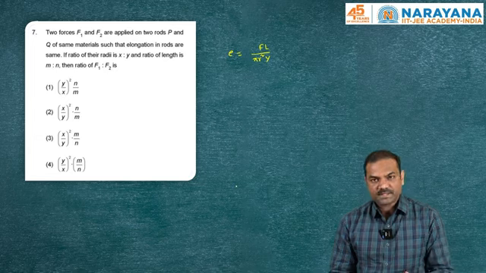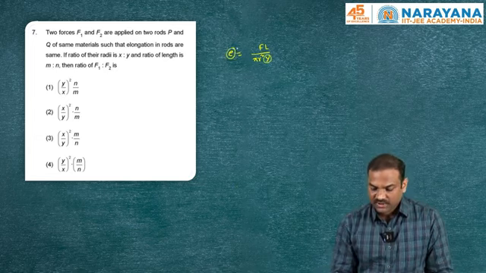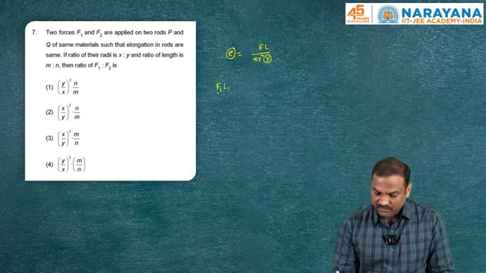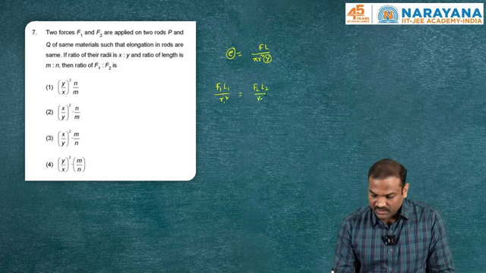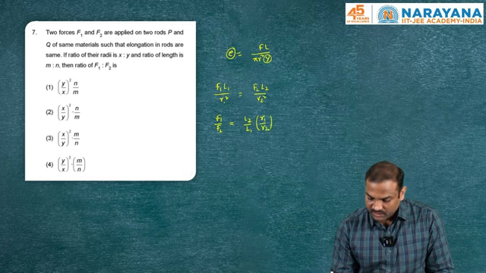They have given same material, that means Young's modulus is same. Elongation also they have given same. So I can write down that F1 L1 by R1 square is equal to F2 L2 by R2 square. So then F1 by F2 is equal to L2 by L1 multiplied with R1 by R2 whole square.